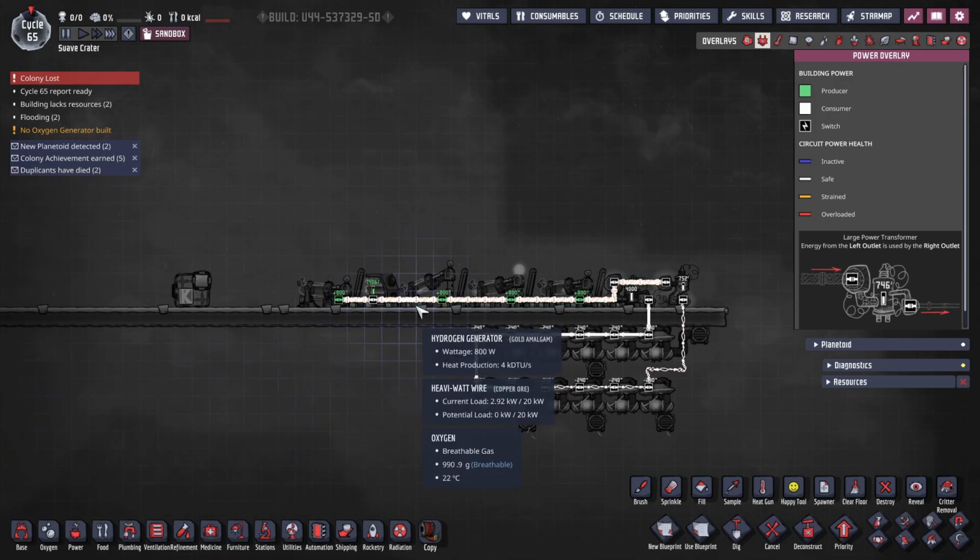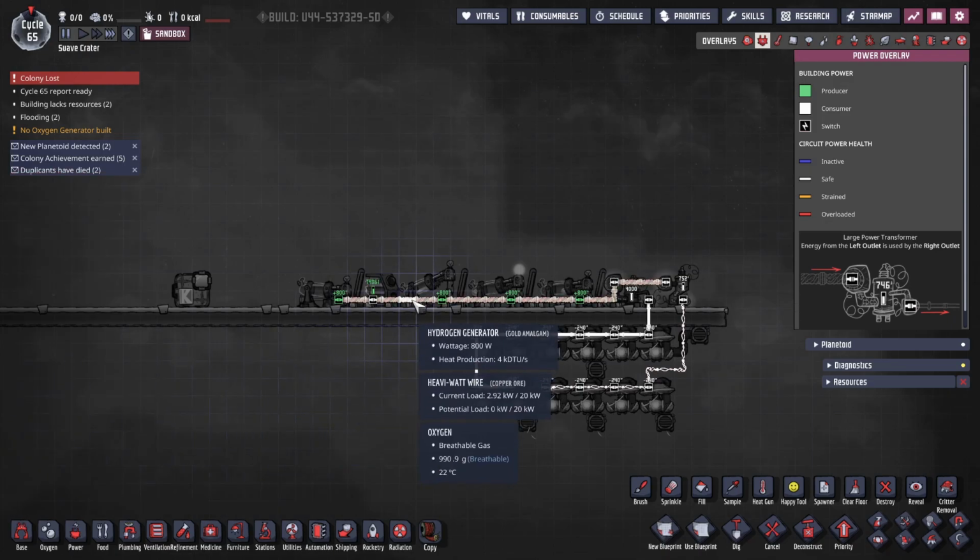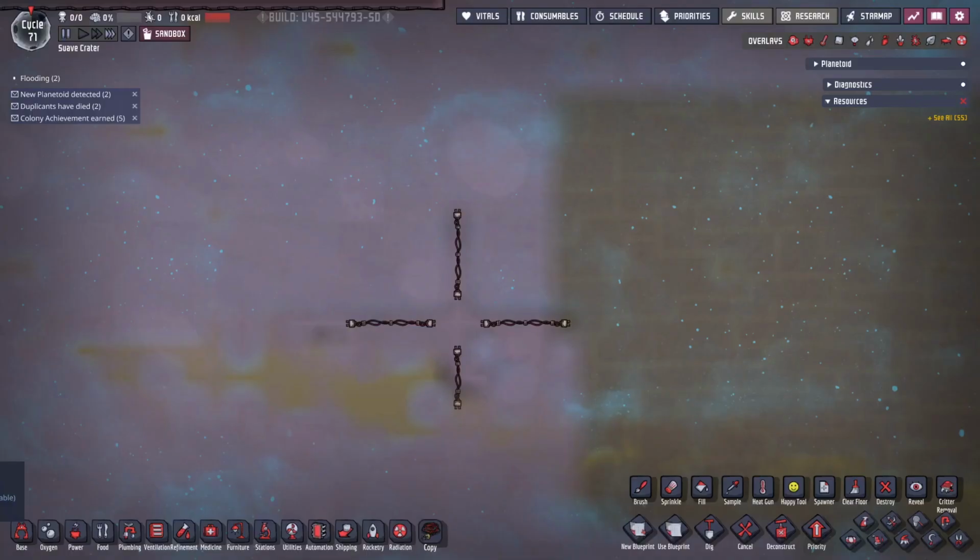And if you reach 50 kilowatt for that heavy watt wire, or heavy watt conductive wire, that means that you will need to split your network into two, because unfortunately there is no wire that can support more than 50 kilowatt. Another problem you could encounter is if you want to cross wires and therefore networks. So here we can see that we have a horizontal wire that we want to connect, and a vertical one.